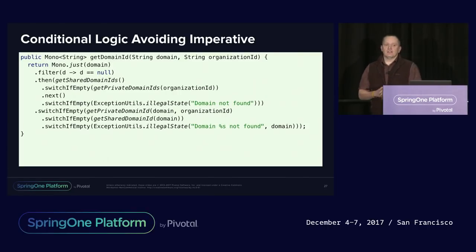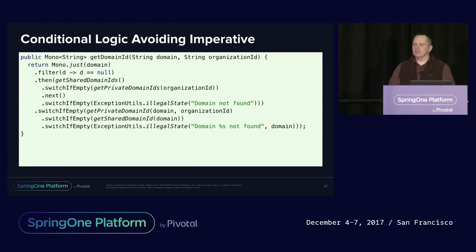So here's a conditional logic avoiding imperative. I'm kind of hoping that this text will look a bit intimidating to you. That's part of the point of it. And I'm hoping it will be so intimidating you won't actually try to run it, because I'm not entirely sure it would run. The basic idea is we start off with a Mono.